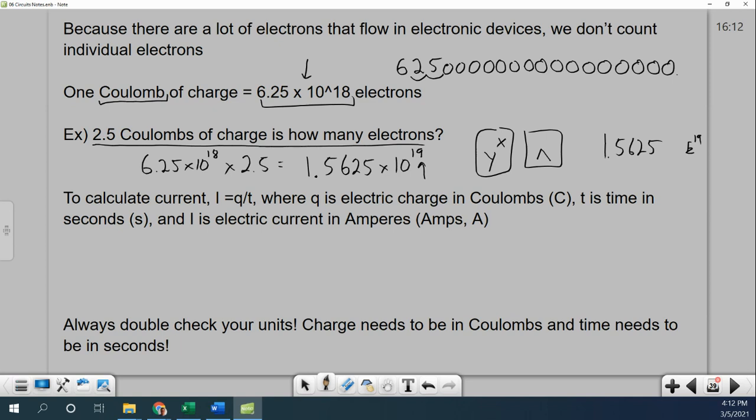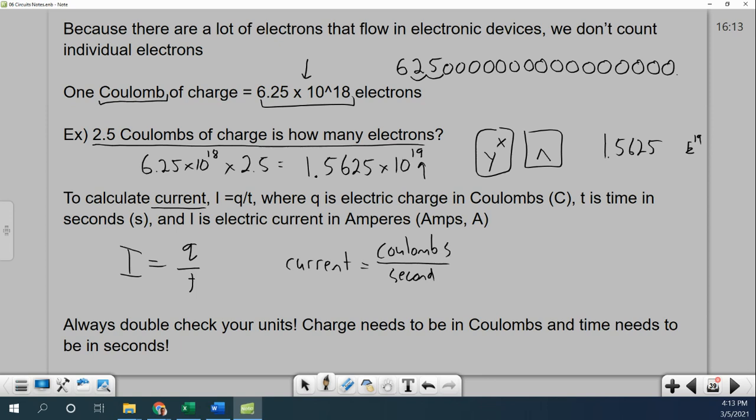So what we do, now that we know what coulombs are and what charge is, if I want to figure out how much electricity is flowing, if I want to find the current, I use the formula I equals Q over T, where Q is your electric charge in coulombs. I is your current. T is time in seconds. So I equals Q over T is the formula. If you look at the units, we're finding current by dividing coulombs by seconds.